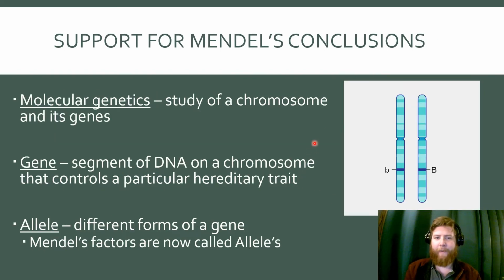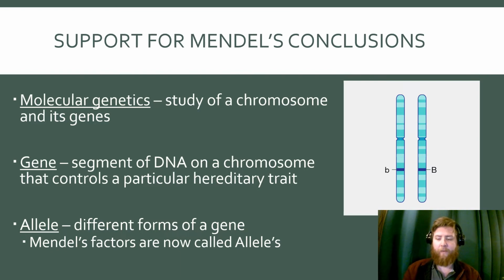So there's some support for Mendel's conclusions. Starting in the 1900s, we started molecular genetics, which is the study of chromosomes and their genes. And a gene is a segment of DNA on a chromosome that controls a particular hereditary trait of Mendel's. So this dark blue region right here is a gene. And then the allele is the different forms of the gene. So in this one, if there's a little b and a big B, they're 2 different forms of the same gene. So we now call Mendel's factors simply alleles. He was right on track.